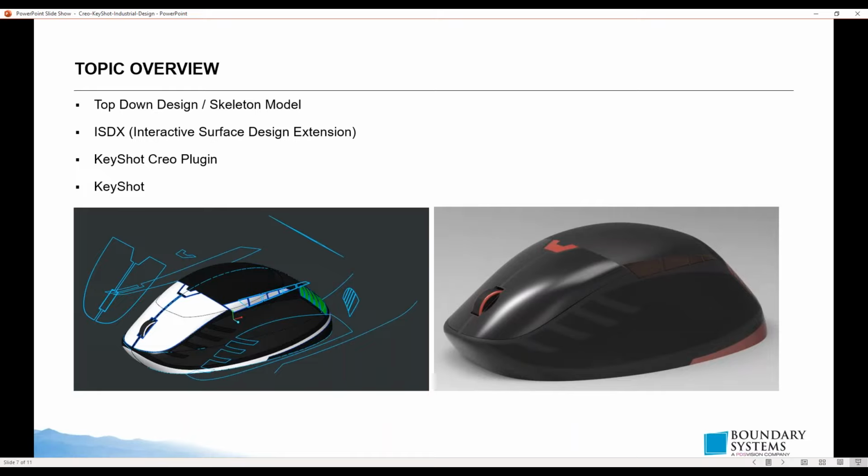So again, we'll take a look at top-down design and how to use a skeleton to drive design changes from the top level down to the individual components or parts. We'll take a brief look at ISDX, then we'll show how you use the Keyshot plugin, and then how to apply materials and shaders in Keyshot. The image to the bottom left is a picture of a computer mouse that was designed using a skeleton inside of Creo, and the image to the right is the rendering that was done in Keyshot.